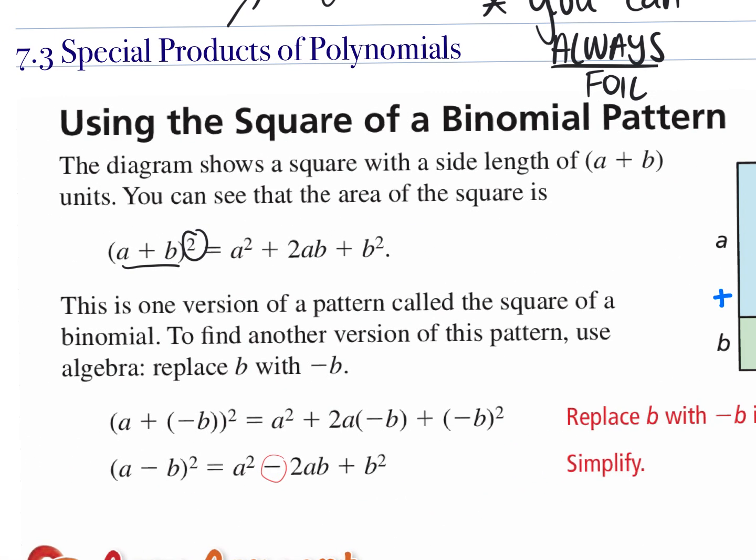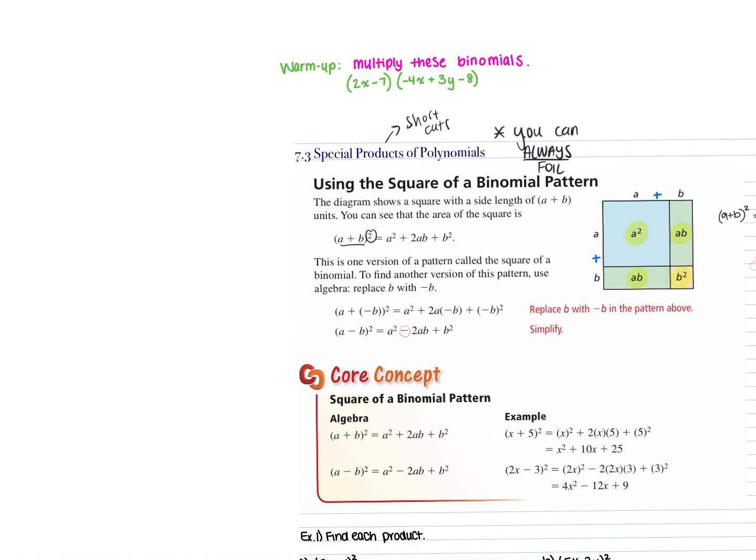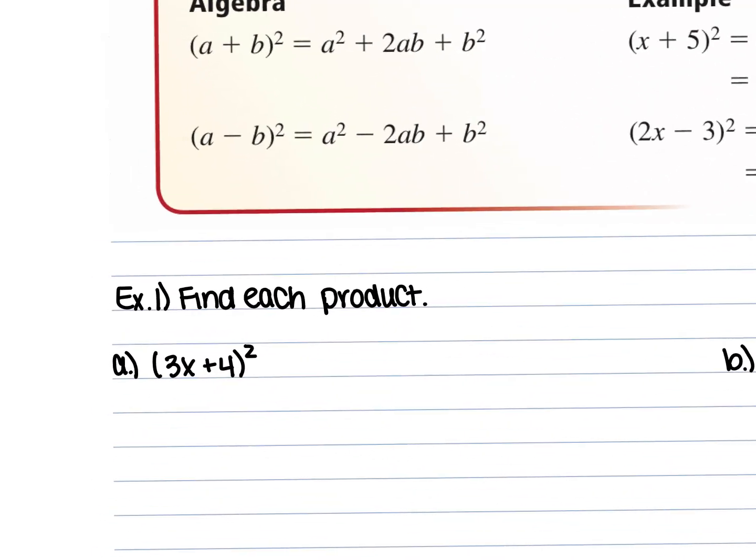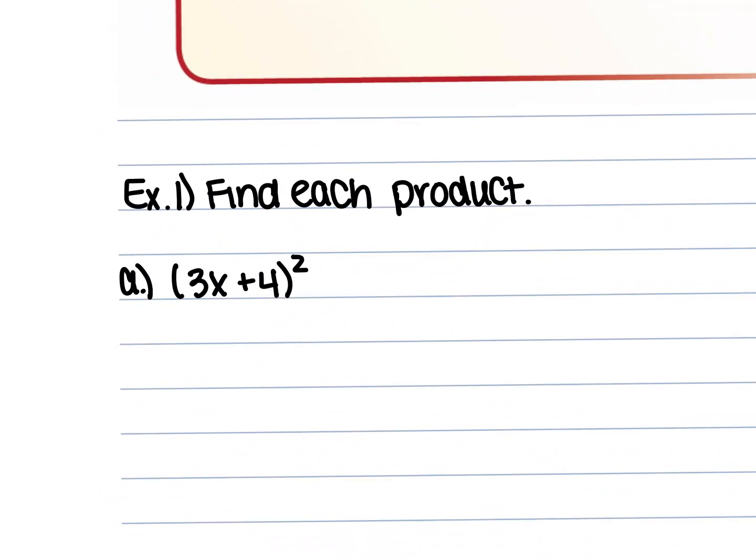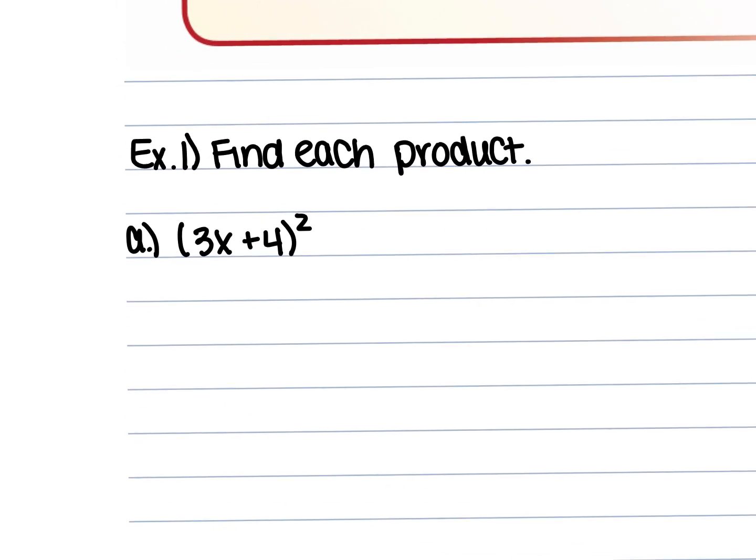So, can we get away with foiling every single problem? Yes. Of course. But I want you guys, for the first few, we're going to do both methods so you guys can see how we do both, okay? So take a look at the very first example. We have x plus 4, and we're squaring it, okay? This is an example of (a plus b) squared.